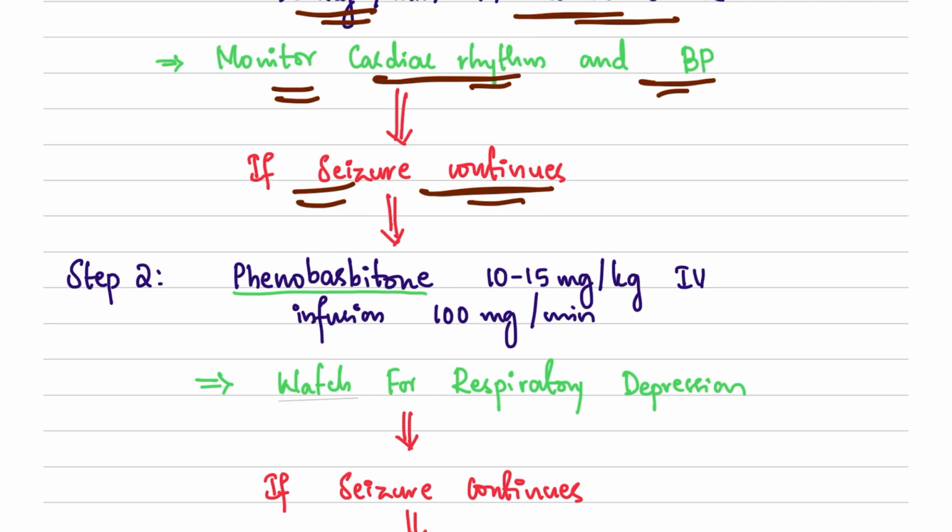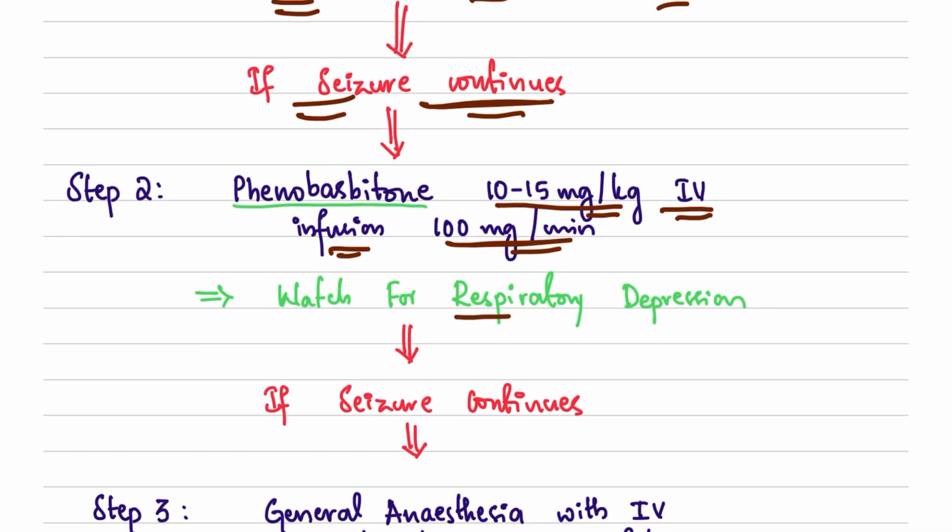You are giving phenobarbital 10 to 15 mg per kg of the patient, again in IV infusion at 100 mg per minute. So this is important. After moving on to step 2, you are going to give phenobarbital 10 to 15 mg per kg IV infusion, 100 mg per minute. So again, you should watch out for respiratory depression.